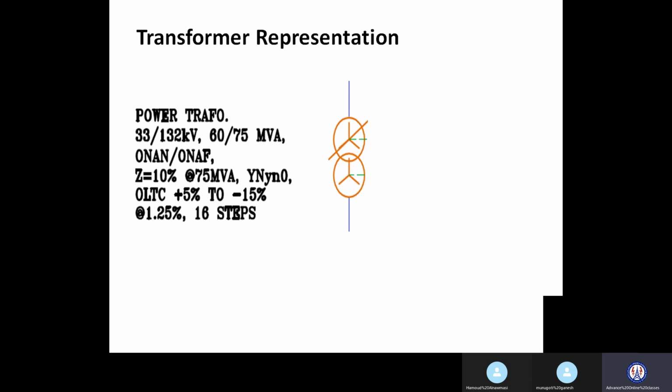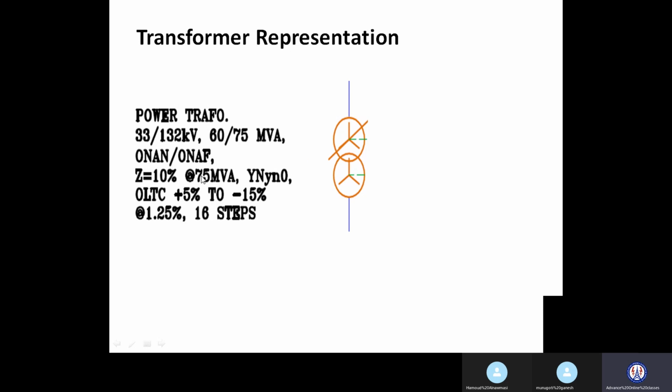After bus, the next equipment is the transformer. This is the symbol of the transformer, you know very well. On the left side we represent the technical parameters or technical details of this transformer. First you draw the symbol of the transformer, and then on the left side you represent its technical parameters.